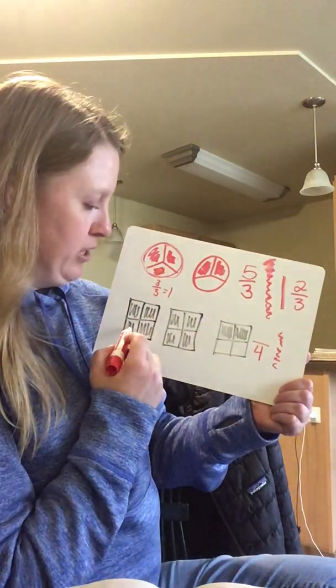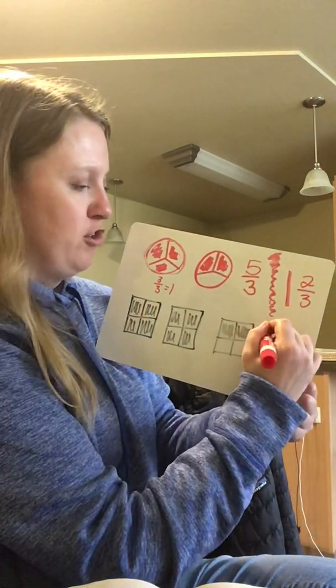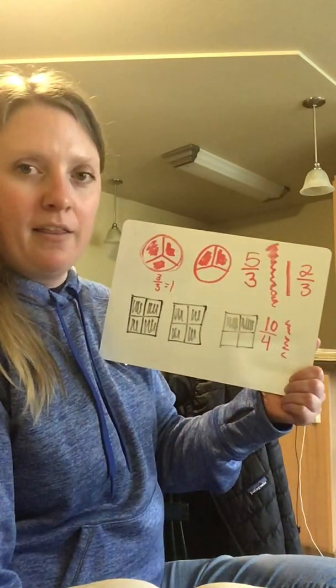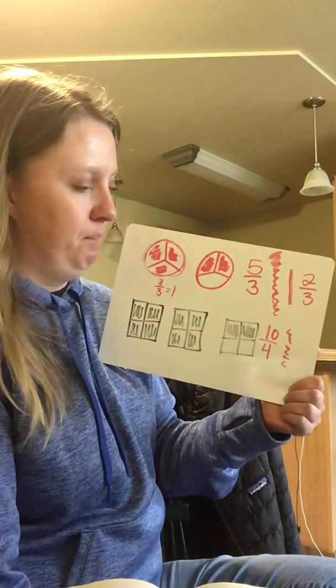Now let's just count how many are shaded. 1, 2, 3, 4, 5, 6, 7, 8, 9, 10. So 10 fourths are shaded. That's my improper fraction because this is bigger than my denominator.